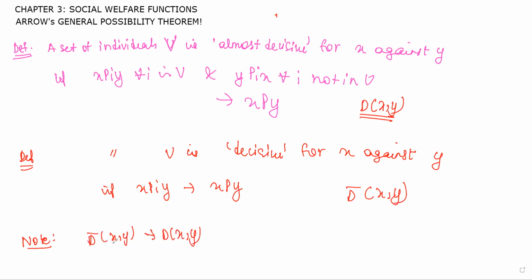I hope everybody agrees. Here, X P_i Y and Y P_i X, so we can easily incorporate this into full decisiveness as well. So these are the two definitions. Mind you that set V might be a singleton set as well, in which case, at least vis-a-vis X and Y, that individual becomes a dictator. Moving on.